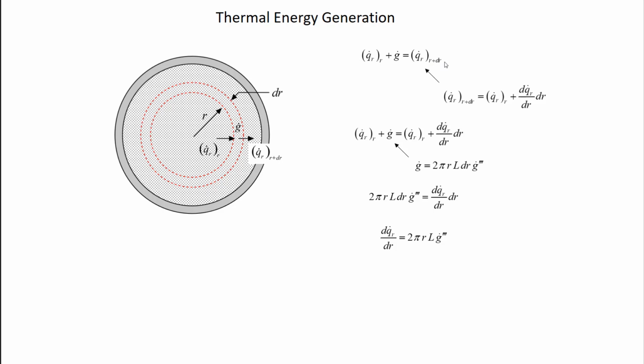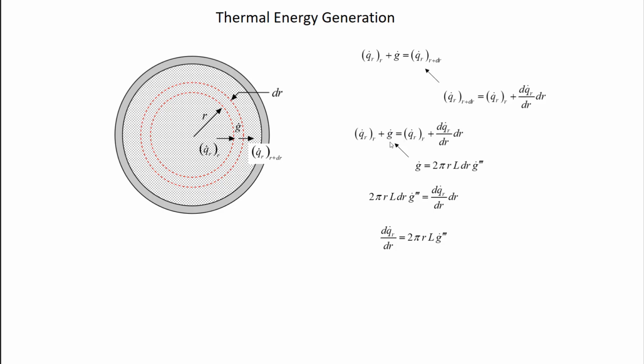I'm going to then do the next step, which is I'll take my term at r plus dr, and I will expand that and take the limit as dr goes to 0. So that basically lets me write q dot in the radial direction at position r plus dr is equal to q dot in the radial direction at location r plus dq dot dr times dr. Right, so I just make this substitution right here, and these q dots are going to cancel out.